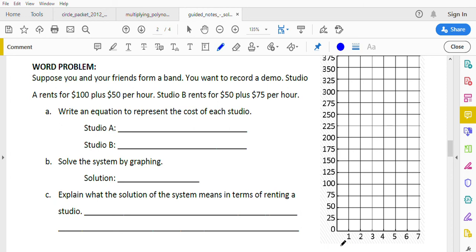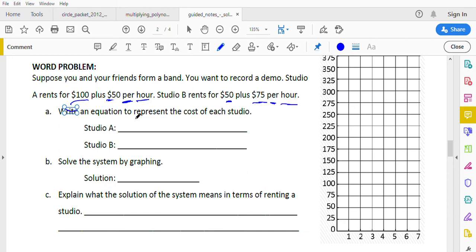Okay, again, don't forget, it's been a while. This is a flat rate, and this is two things, right? This is dollars per hour. Again, that word per tells you it's a rate, okay? And Studio B rents for $50 plus $75 per hour. So that's your rate, and that's your flat fee.